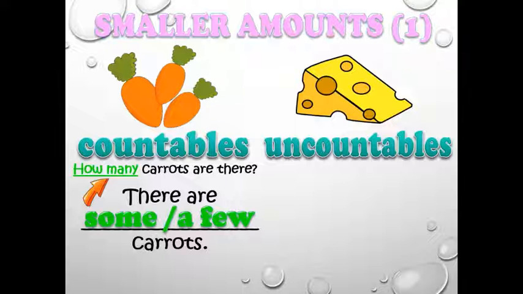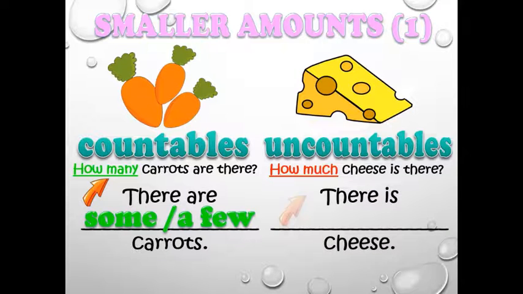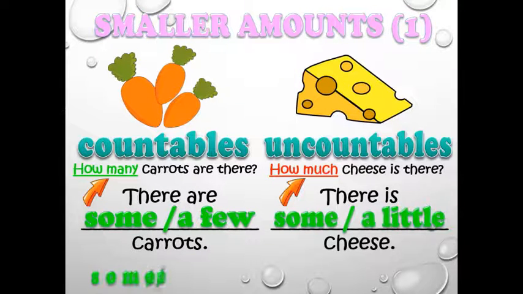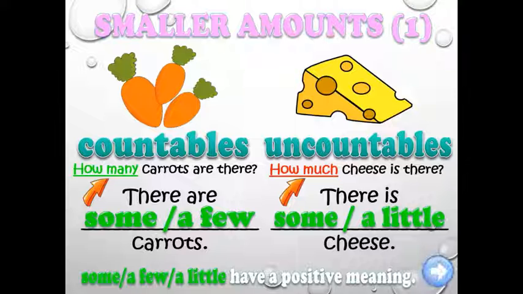Okay, let's ask the question about uncountable nouns. So the question will be like this: How much cheese is there? And the reply might be like this: There is some cheese, or there is a little cheese. So some, a few, and a little have a positive meaning. Some, a few, or some, a little means enough.